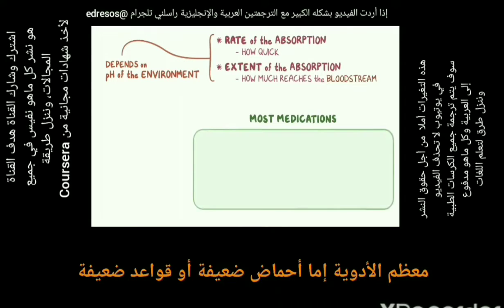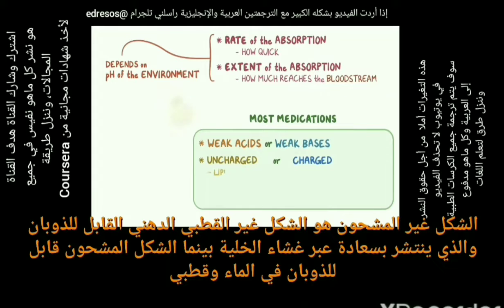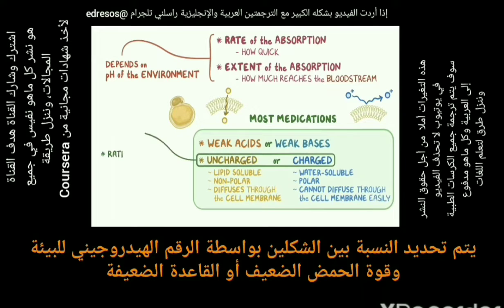Most medications are either weak acids or weak bases, and can exist in an uncharged or charged form. The uncharged form is the lipid-soluble nonpolar one, which happily diffuses through the cell membrane, while the charged form is water-soluble and polar, and thus cannot diffuse through the cell membrane easily. The ratio between the two forms is determined by the pH of the environment and the strength of the weak acid or base.